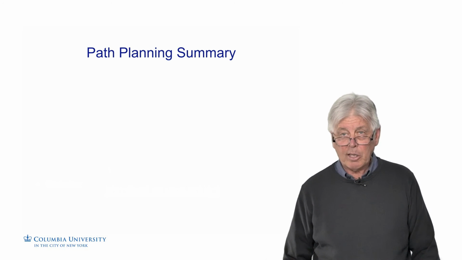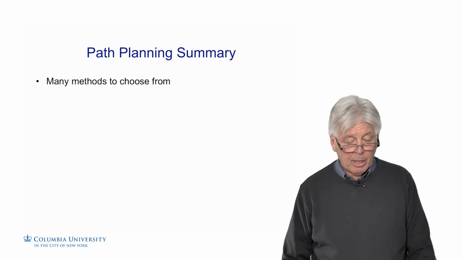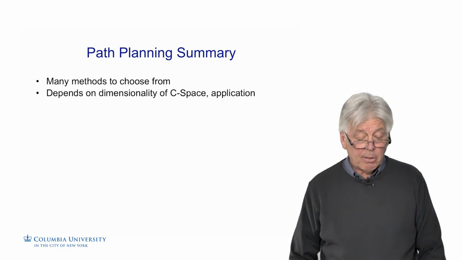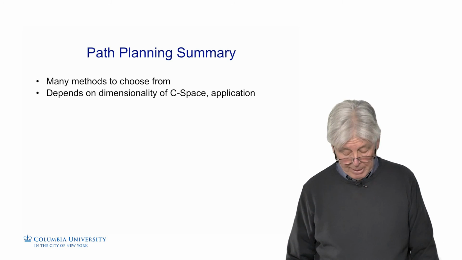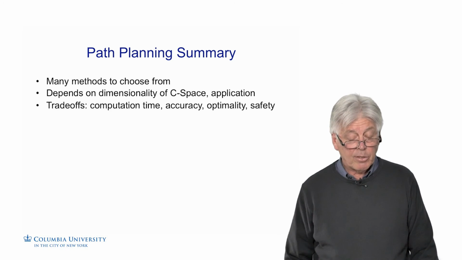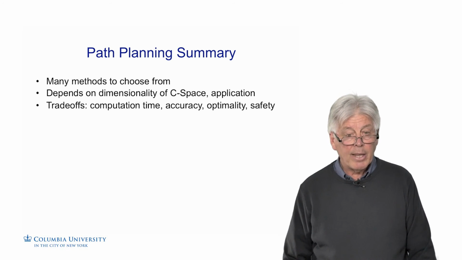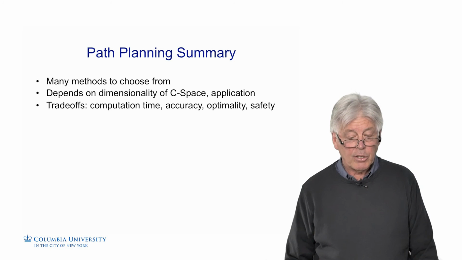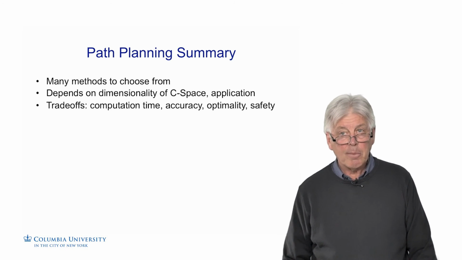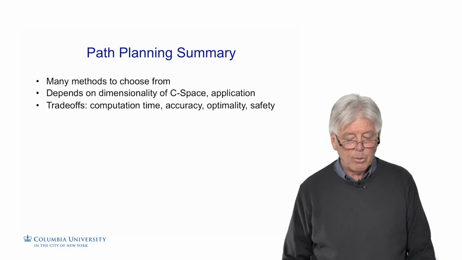So let's summarize what we talked about today. There are many methods of path planning to choose from. And really, the one you want to choose depends a lot on the dimensionality of the configuration space and the application. There are trade-offs in computation time, accuracy, optimality, and safety, and you have to weigh these with your problem and your application to see which is most important, okay? If you're out in the prairie, you don't have to worry about running into things. If you're in the city, you do. So it depends on where your planner is being used and for what reason.